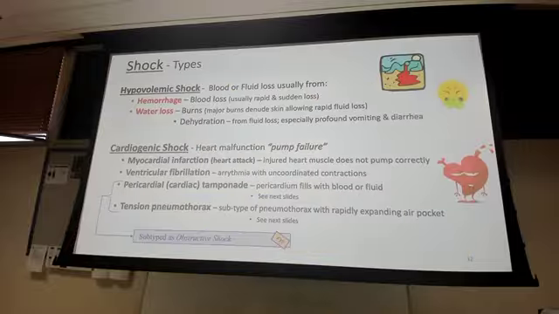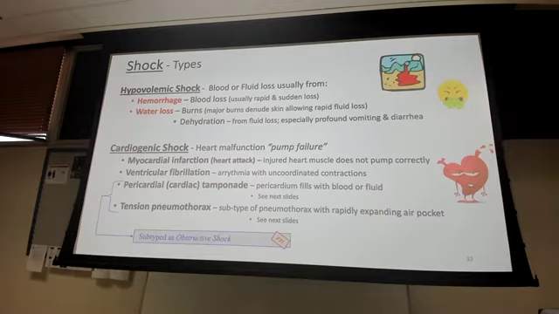All right, so hypovolemic shock, we talked about that. So hemorrhage, obviously, if you're losing lots of blood, you're going to go into shock because you don't have that volume anymore. Water loss, so I talked about dehydration. So when your patients come in, you've got to make sure that they're able to hydrate. That's like the main thing.